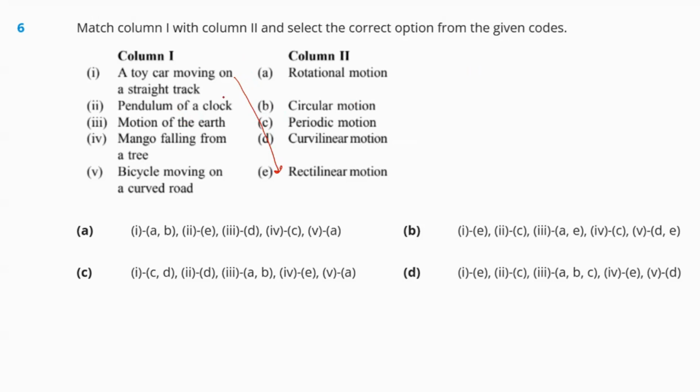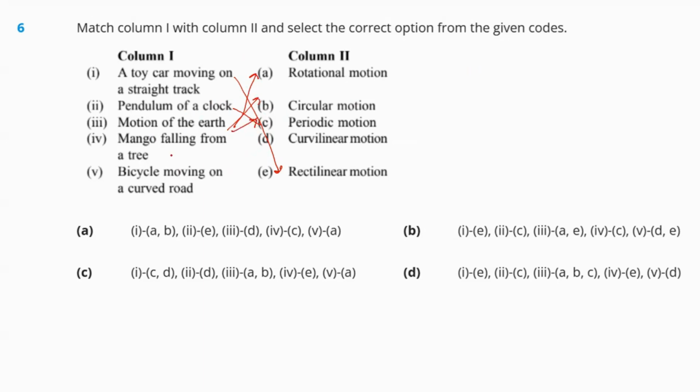Option number 2, pendulum of a clock. It would be periodic motion. Motion of the earth, it would be rotational, it would be circular, and it would be periodic also.